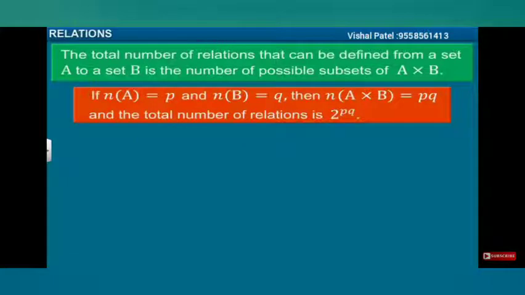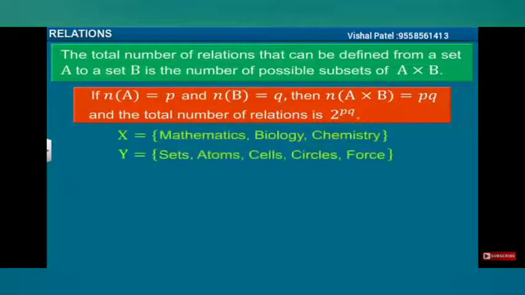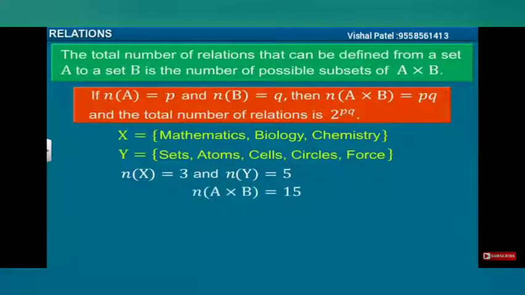Okay, so I think the theory portion is complete. If you want to find how many relations there are, let X be equal to mathematics, biology and chemistry, and Y be equal to set, atom, cell, circle and force. So the number of elements in X is equal to 3 and the number of elements in Y is equal to 5. So how many relations in this? The number of elements in X cross Y is equal to 15. So the total number of relations between these is 2 raised to 15. Thank you. Now we are moving to the exercise.